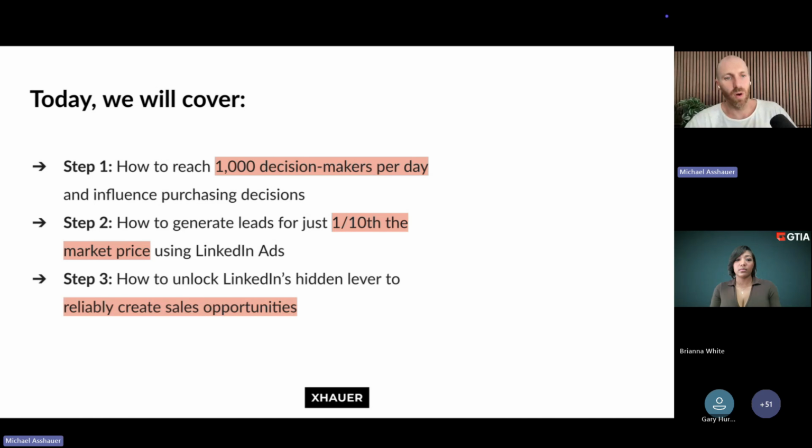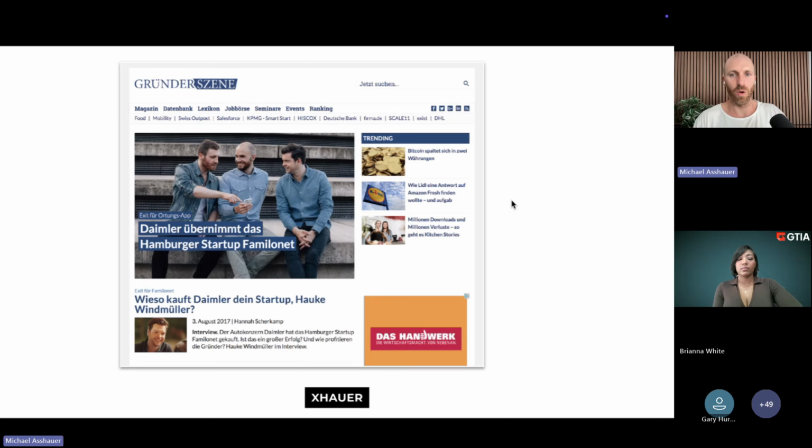And then I will also, in the 3rd step, show you a very, very nice kind of hidden lever that you can make use of on LinkedIn that nearly no one uses, but could lead to really good sales opportunities right away, especially if you combine it with step 2, the lead generation. And then, as said, we will have the live Q&A afterwards. So feel free to put all of your questions into the chat along the way.